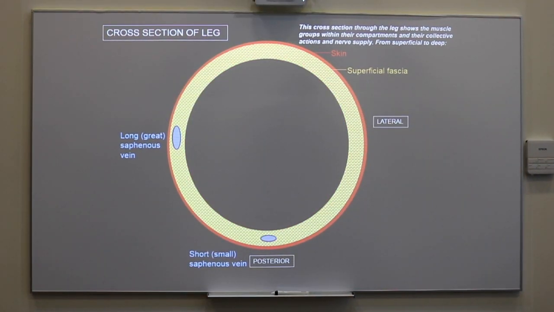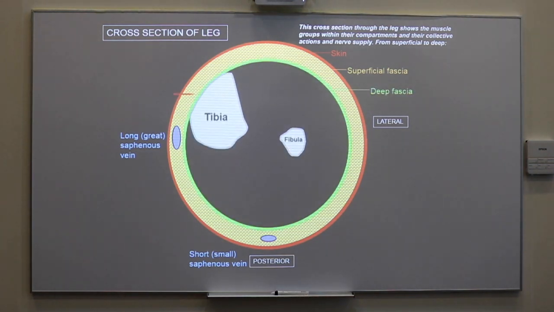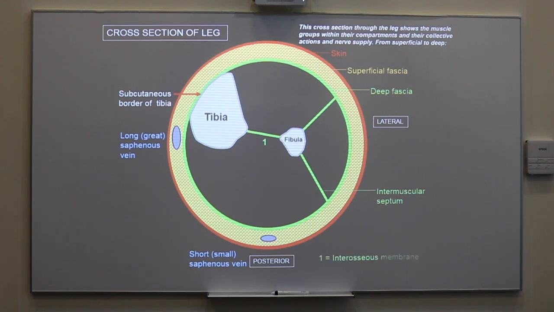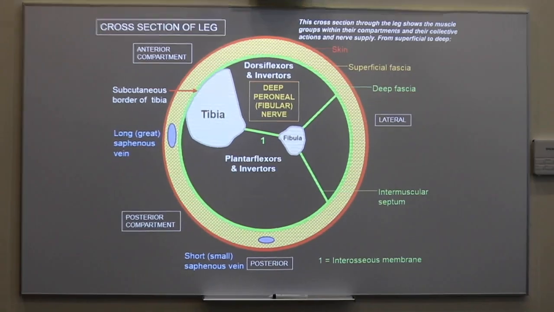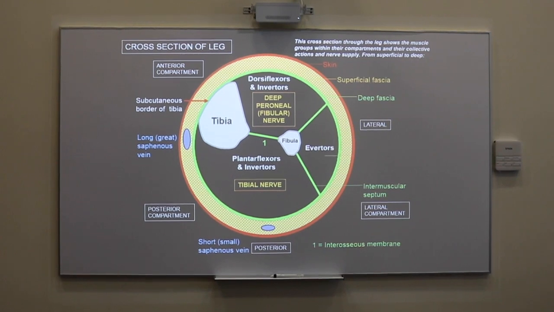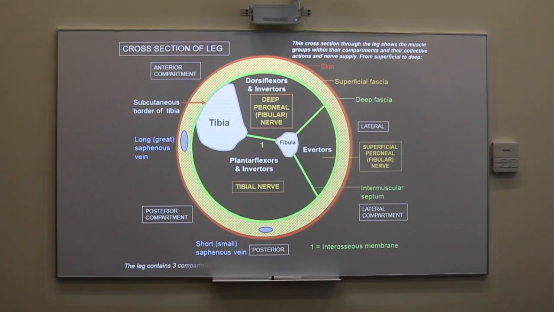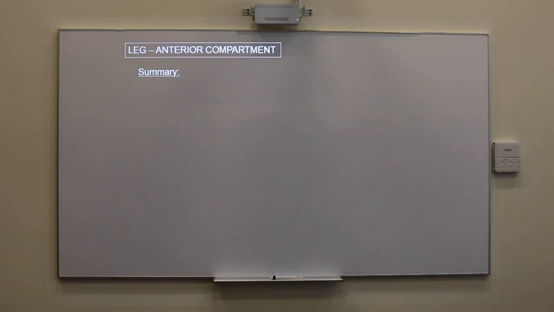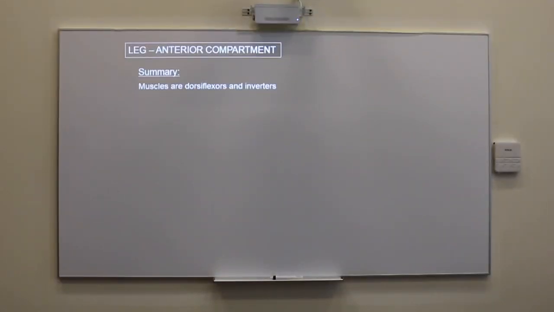Okay, so we have done the compartments of the leg. Now we are going to do the individual compartments, and we'll start with the anterior compartment of the leg. The anterior compartment of the leg mainly consists of muscles which are dorsiflexors and inverters. So mainly the extensor hallucis longus and extensor digitorum longus are dorsiflexors, and tibialis anterior is the inverter.